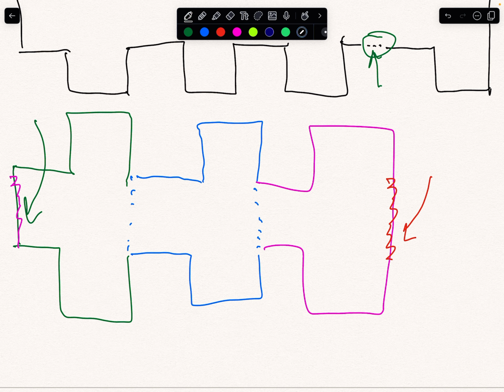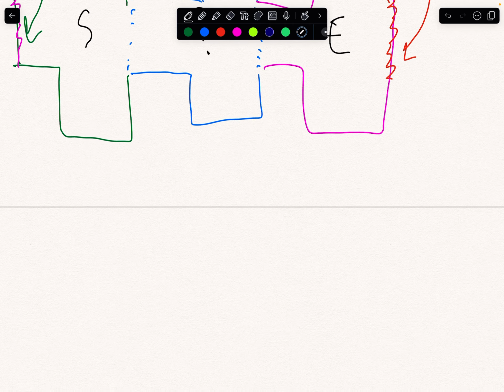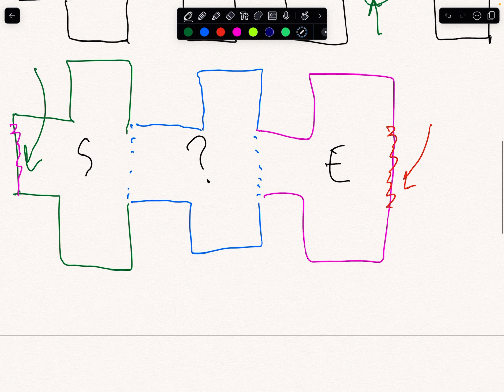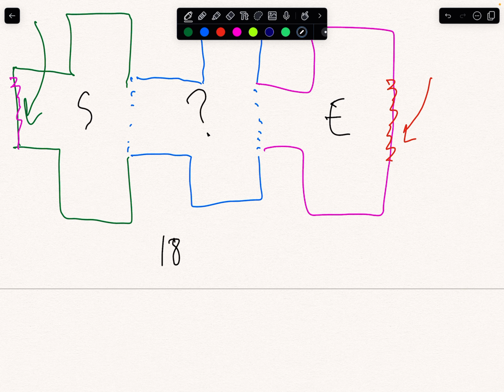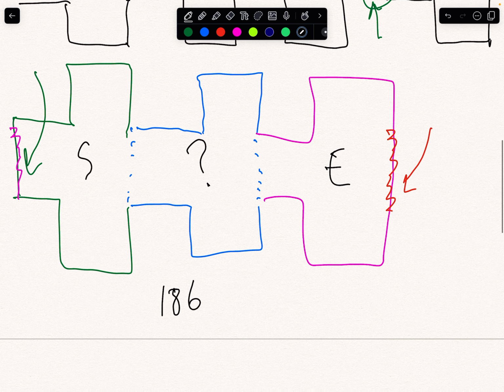So let's take that into consideration. What we now know is that this figure consists of a special start shape and a special end shape with a bunch of these regular shapes occurring in between. If we're able to figure out how many regular shapes are between the start and the end, we can figure out the total area. So let's use the hints we are given. We know the total perimeter is 186.